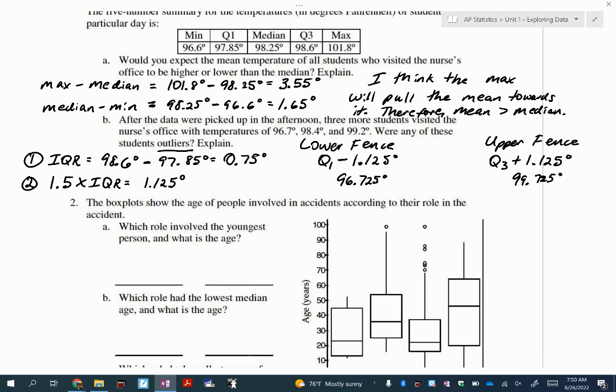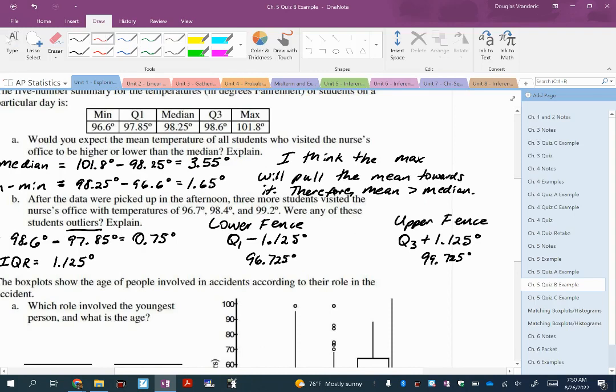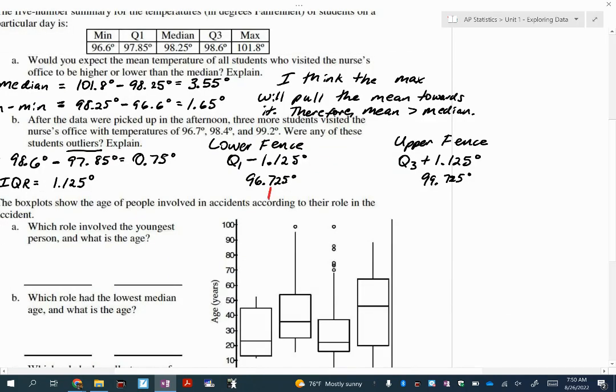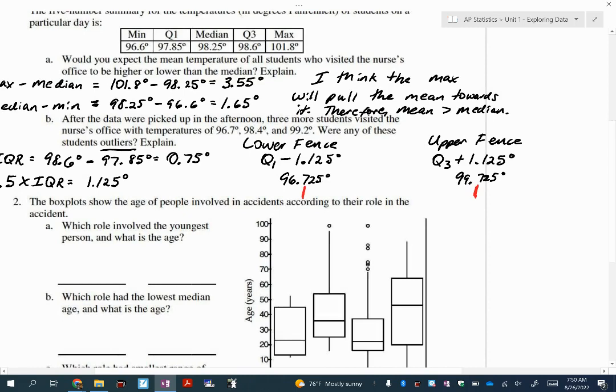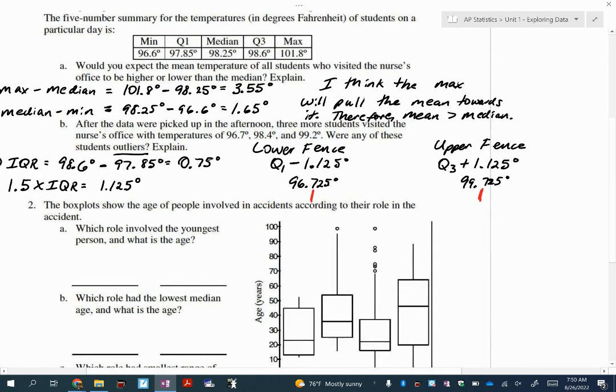So I view these as, if it's outside, to the left of the lower fence, it's going to be an outlier. And if it's above or to the right of the upper fence, it's an outlier. So before I even answer this question B, if I look at my minimum of 96.6, it is lower than 96.725. So that minimum is an outlier. Same with my maximum. It is above the upper fence.